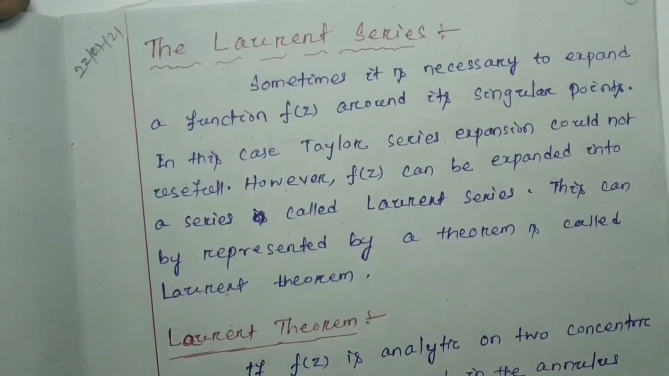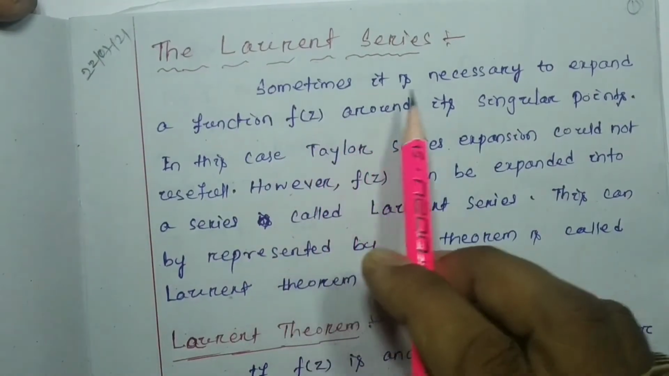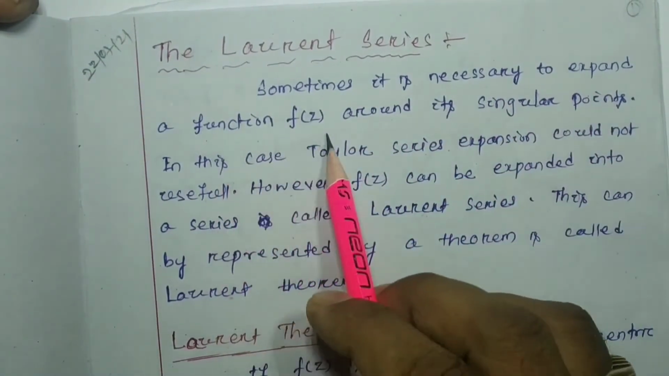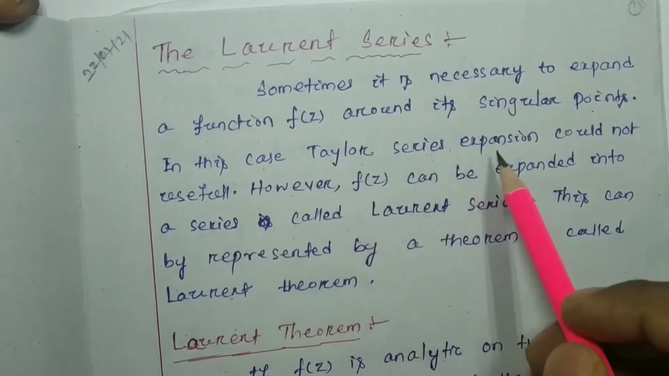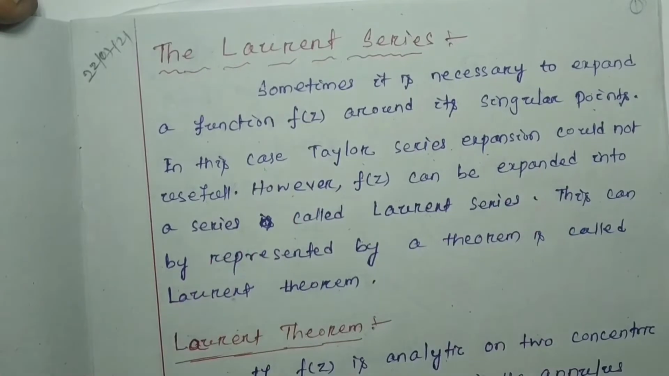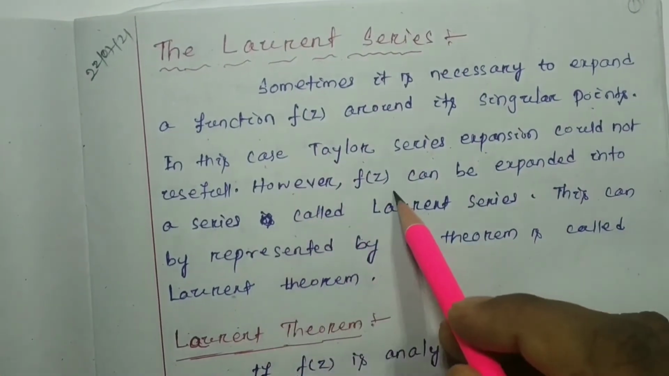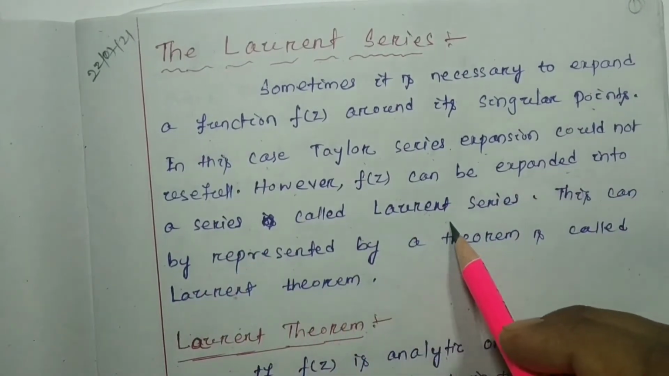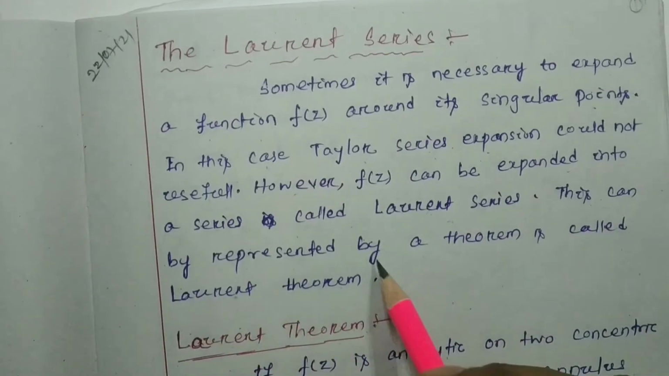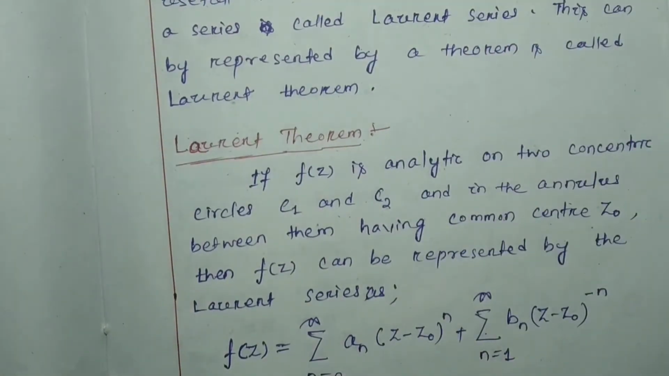So here, from the beginning itself, it is written that sometimes it is necessary to expand a function f(z) around its singular point. In this case, Taylor series expansion is not useful, as we already concluded in our previous class. However, f(z) can be expanded into a series called Laurent series. This is represented by a theorem called the Laurent theorem. In detail we have discussed; I suggest you watch carefully and write down the notes.